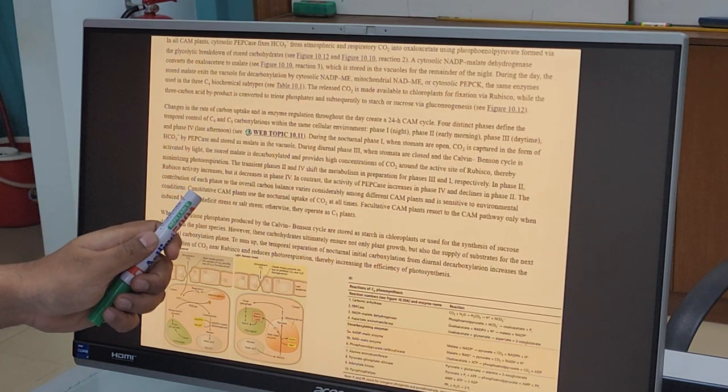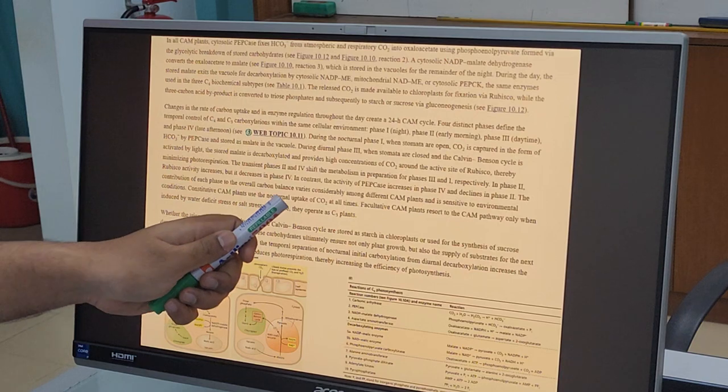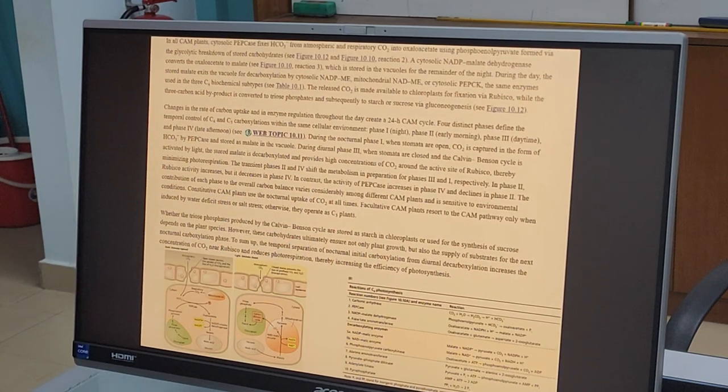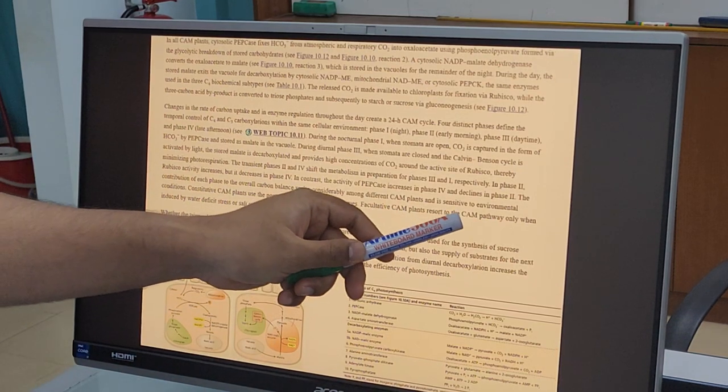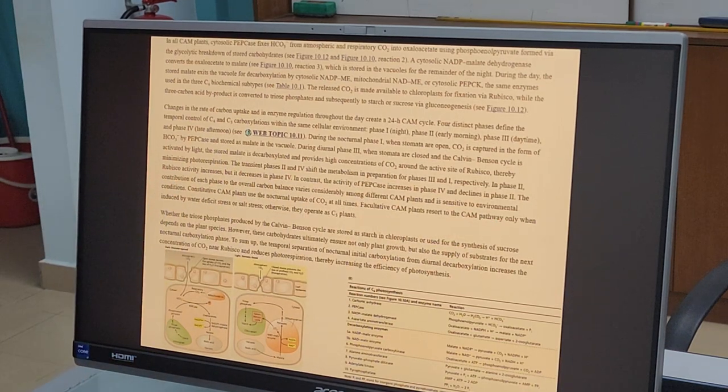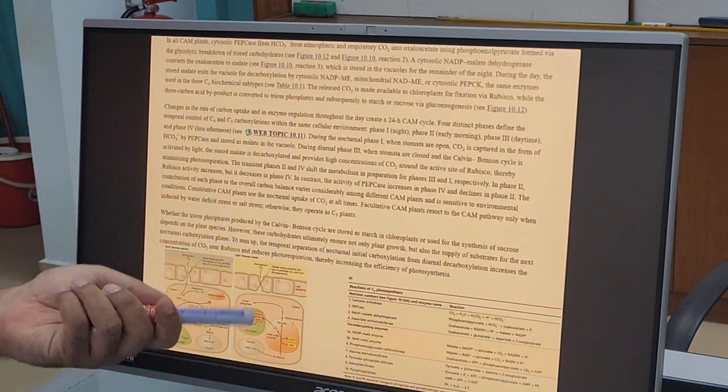So that's the sentence here. Constitutive CAM plants use the nocturnal uptake of CO2 at all times. However, like I said, this is not set in stone. There are some CAM plants which are called facultative CAM, meaning that the plants that have this mechanism can resort to the CAM pathway only when they are under water stress or intense sunlight radiation. If they feel happy and so on, they are just regular C3, right? Meaning that when they have this, don't you think they will be subjected to photorespiration? Of course, yes, because they choose the C3.